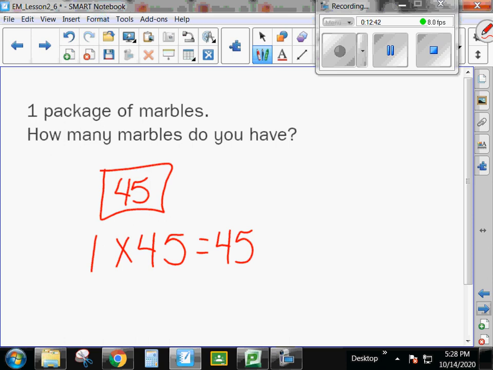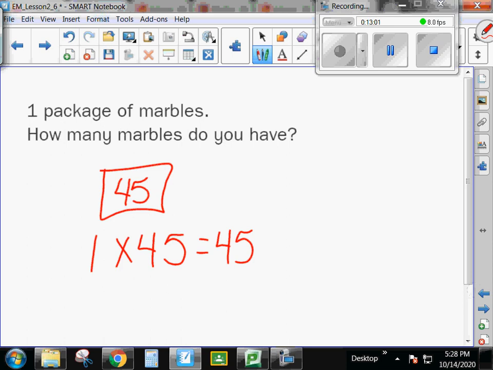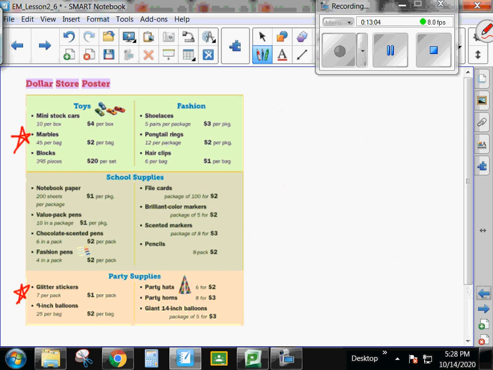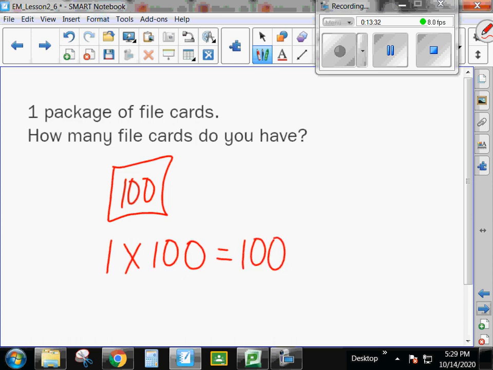Now you might think this is weird. I'm getting to something here. Give me a minute. All right, so now, what if I have 1 package of file cards? How many file cards do you have? Well, let's go back to our dollar store poster. I have to find it because now it's back a couple pages. So let me go back. 1 package of file cards. There's a package of 100, it says. So I have 1 package of file cards and there's 100. How many file cards do I have? Well, I have 100, right? What's my number model? 1 group of 100. So 1 times 100 is 100.